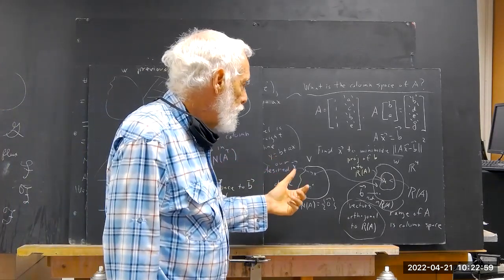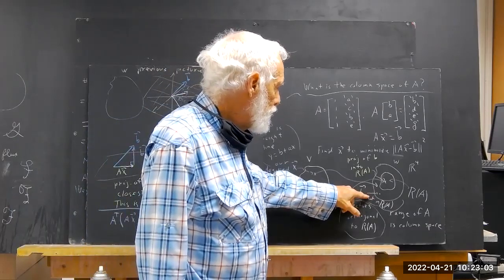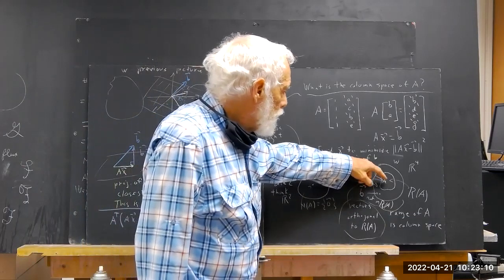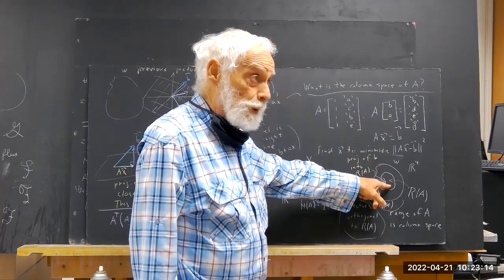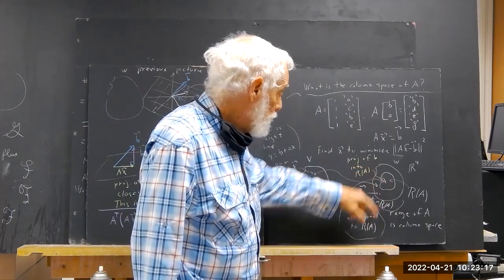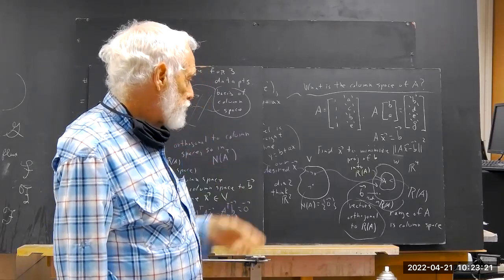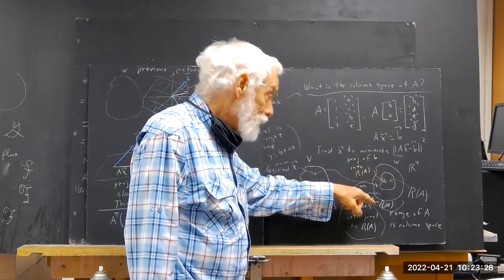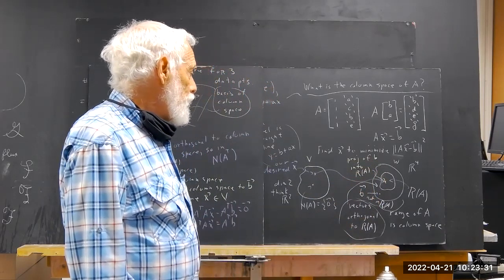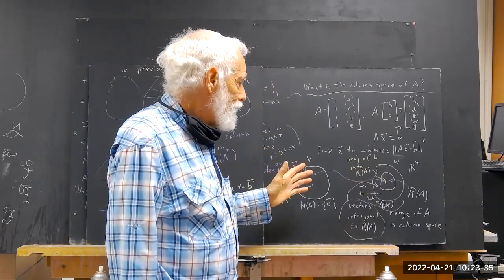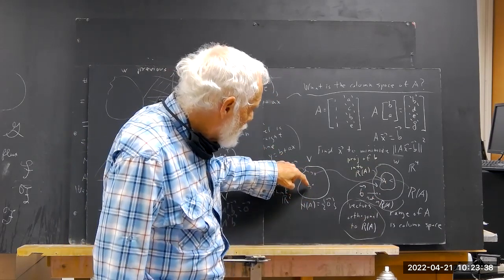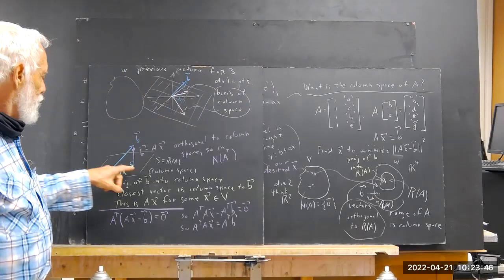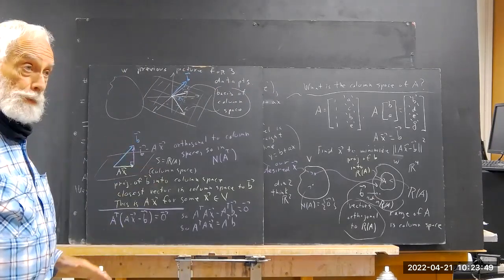We come back over here. Here's our b vector, here's the projection of b into the range of A. The vector from here to here is orthogonal to the column space, or range of A. This vector is orthogonal, meaning that it's not in the column space, it's orthogonal to the column space.